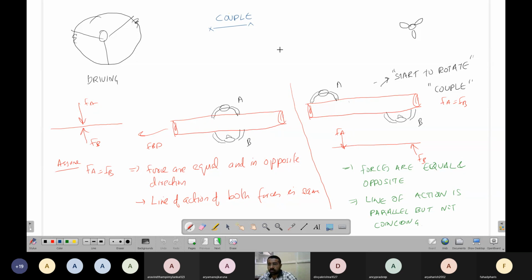Okay. Yesterday we started with couple. So what is a couple? A couple is basically two equal forces, opposite in direction, separated by a distance. The line of action should not be the same; it should be parallel. Couple is what we use in daily life, like turning a tap or driving a chain. When driving, we are pushing with one hand and pulling with the other.